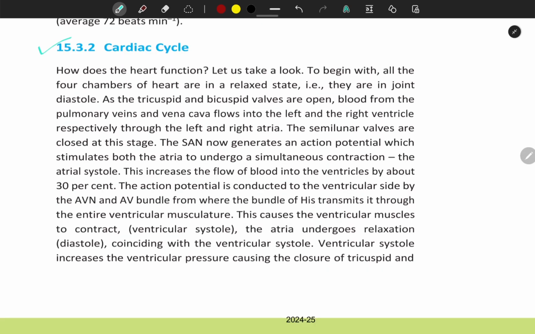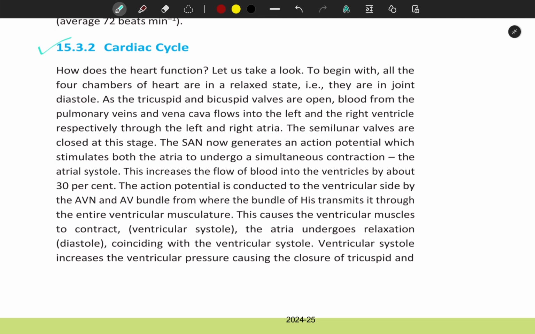15.3.2 Cardiac cycle. How does the heart function? Let us take a look. To begin with, all the four chambers of the heart are in a relaxed state. That is, they are in joint diastole. As the tricuspid and bicuspid valves are open, blood from the pulmonary veins and vena cava flows into the left and right ventricles respectively through the left and right atria. The semilunar valves are closed at this stage.